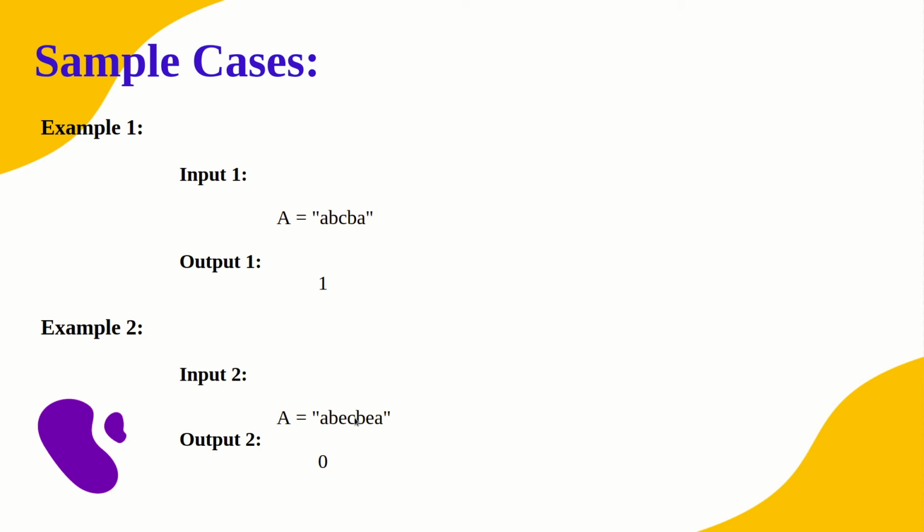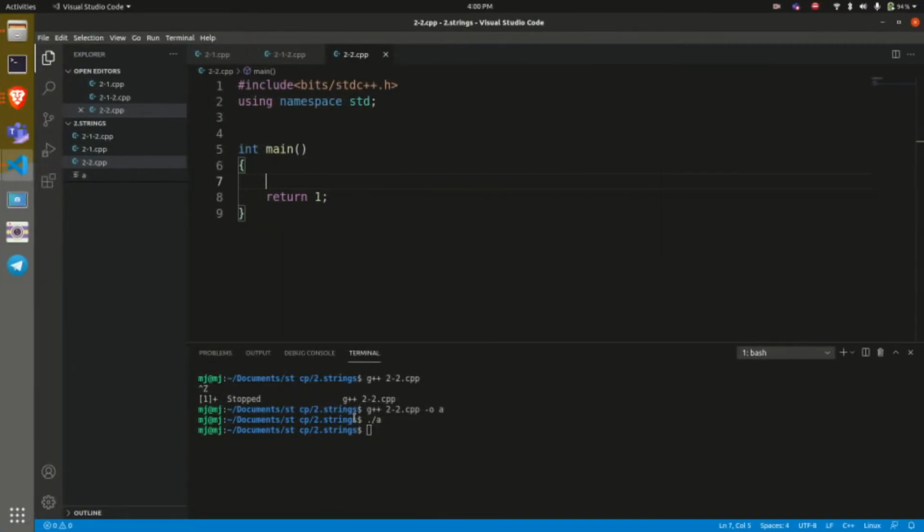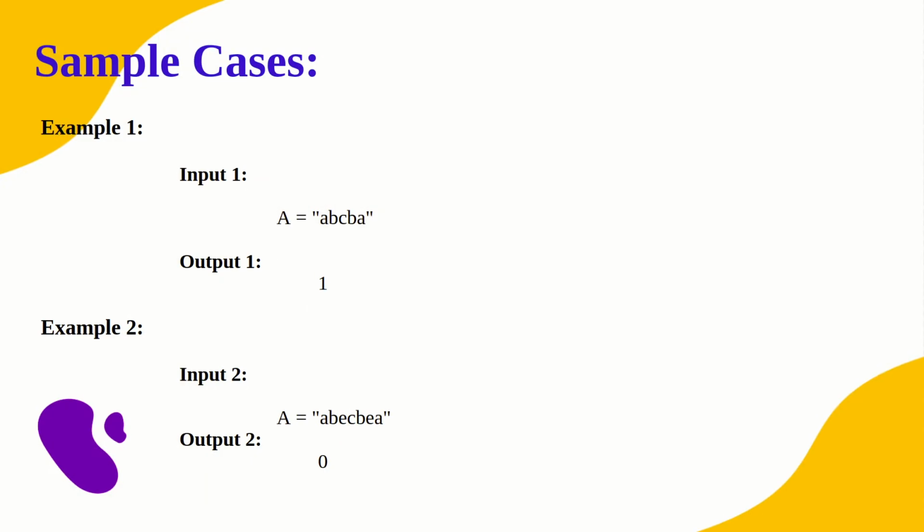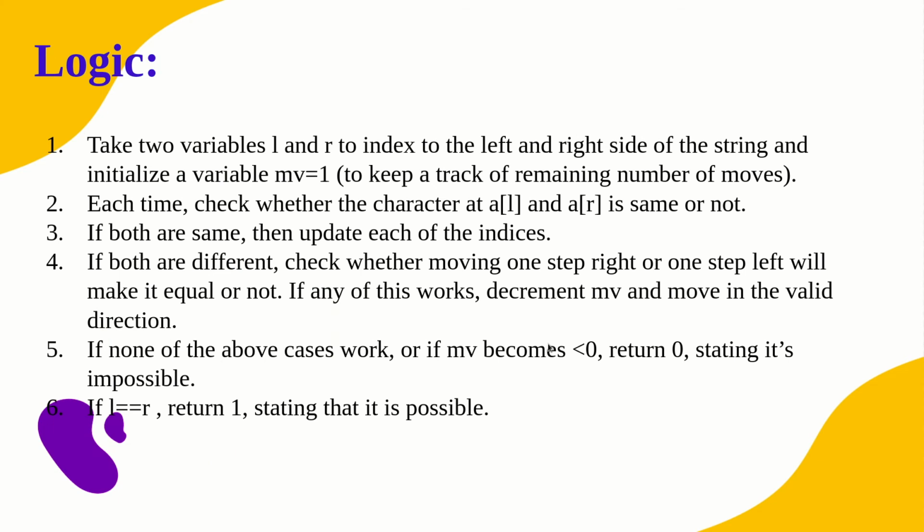But what is the value of MV now? MV has been made, let's come to the logic, MV has been made 0. Why? Decrement MV whenever you are removing a character, because we are keeping MV equals to 1, making sure that we require only exactly one move or one removal of a character, which is required in the problem statement, and then we move in the valid direction. If none of the above cases work or MV becomes less than 0, then return 0, stating it's impossible. Why, when MV becomes less than 0, do we state that it is impossible?